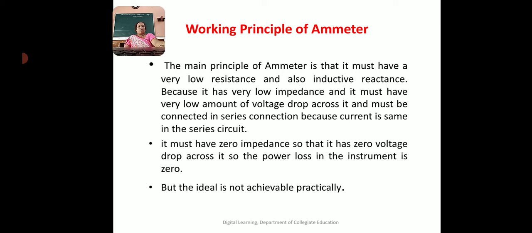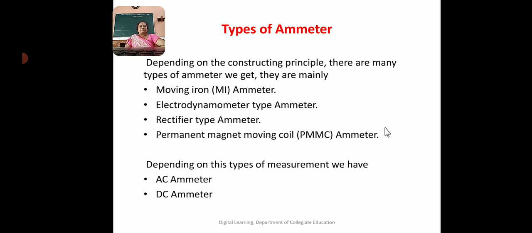For an ideal ammeter, it must have zero impedance, so that it has zero voltage drop across it. So the power loss in this instrument is zero, but the ideal is not achievable practically. Actually, this type of ammeter is not fabricated. Practically, it is not possible.